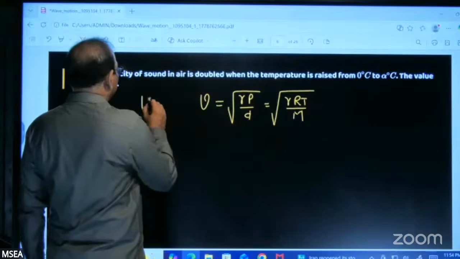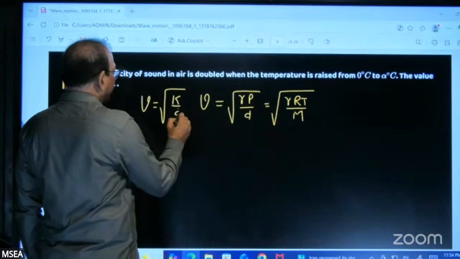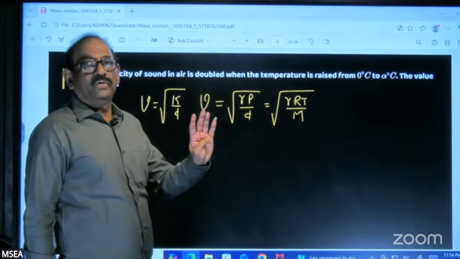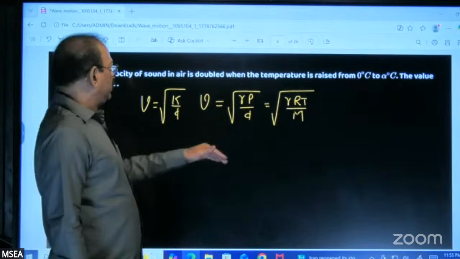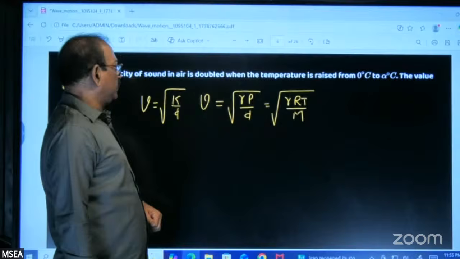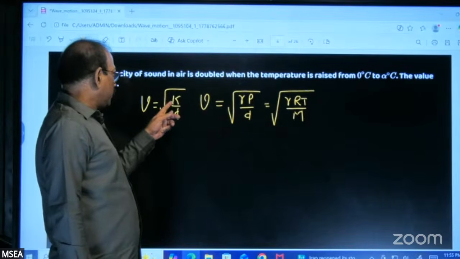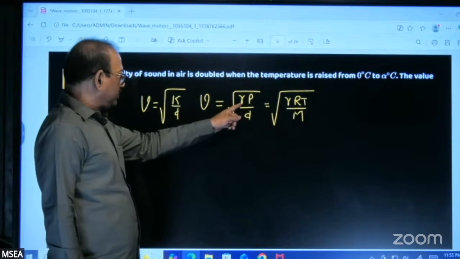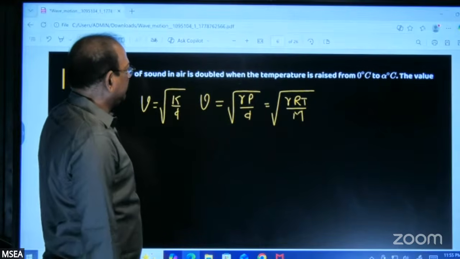Actually, what is the velocity of sound in fluids? The formula is root K by D, where K is the bulk modulus. But gases have an isothermal bulk modulus and an adiabatic bulk modulus. Newton suggested you should take the isothermal bulk modulus, which is wrong. Laplace corrected it: you should take the adiabatic bulk modulus. The adiabatic bulk modulus is gamma P. That is the formula.